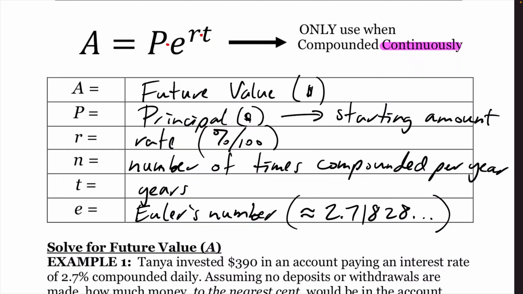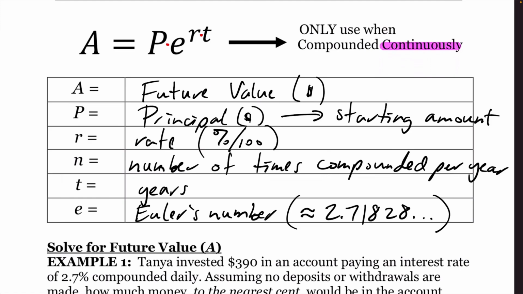N is a new one. N is number of times compounded in 1 year. What does compounded mean? It means how often are they putting money into your bank account? If it's compounded daily, if they put money into your bank account daily, at the end of the year, how many times have they done that process? 365, yep. Okay, so if it's daily, N would be 365.